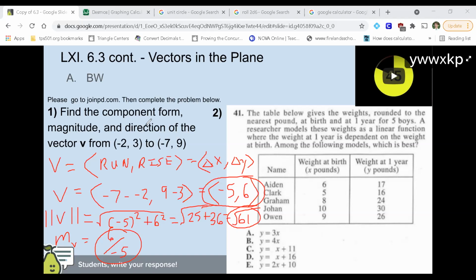The table below gives weights, rounded to the nearest pound, at birth and at 1 year for 5 boys. A researcher models these weights as a linear function, where the weight at 1 year is dependent on the weight at birth. Among the following models, which is the best? So which of these equations tells me what I should do to x to get the value of y?